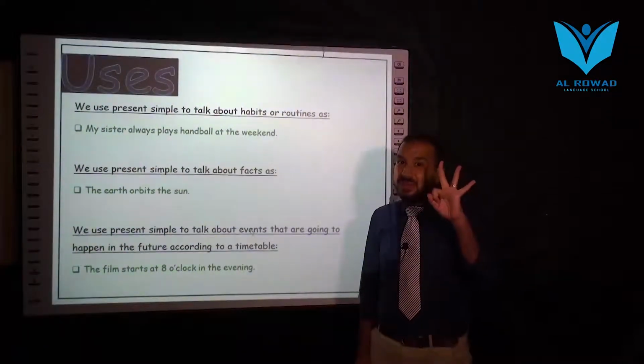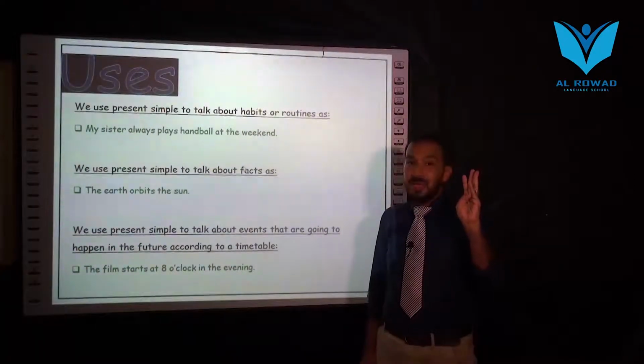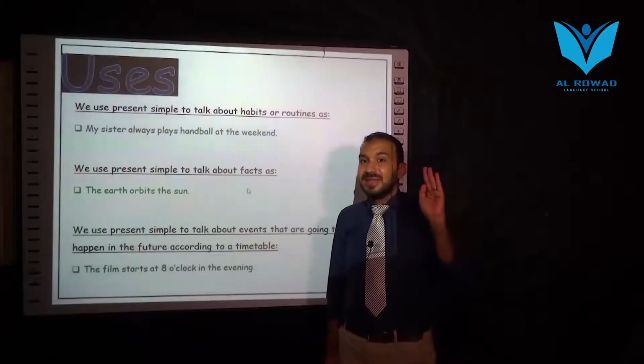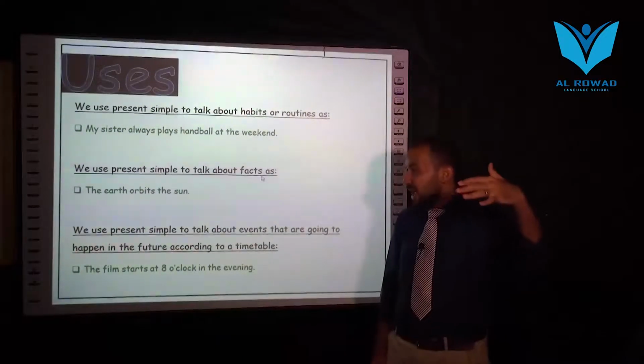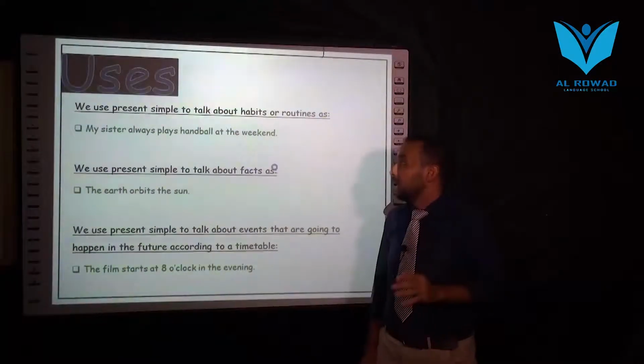So I have three uses of present simple. The first one to express a habit, the second one to express a fact, and the third one to express an event that will happen in the future according to a timetable.